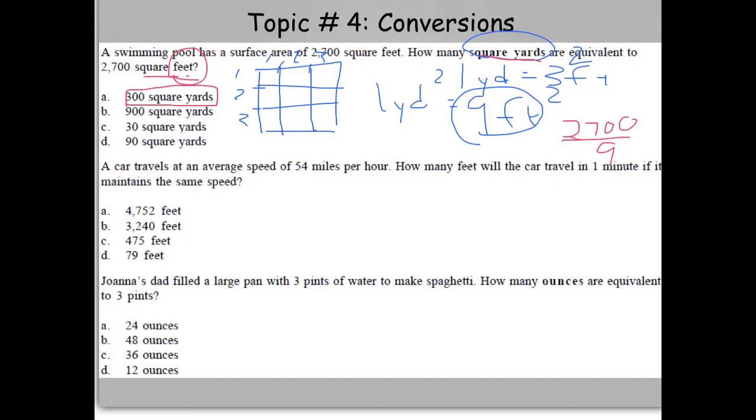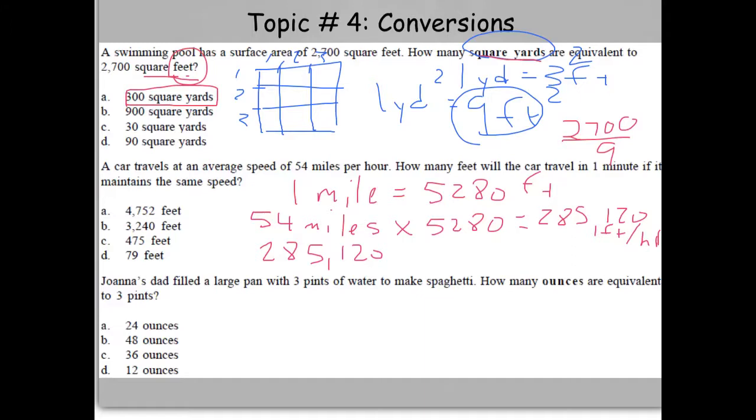A car travels at an average speed of 54 miles an hour. How many feet will the car travel in 1 minute? Hit pause. Your turn. So if you did this right, first thing you gotta know is 1 mile is equal to 5,280 feet. If you forget that, the easy way to remember is the giant that can throw 5 2 tomatoes, 1 mile. 5 2 tomatoes, 5 2 8 tomatoes, 1 mile. And that's in feet.